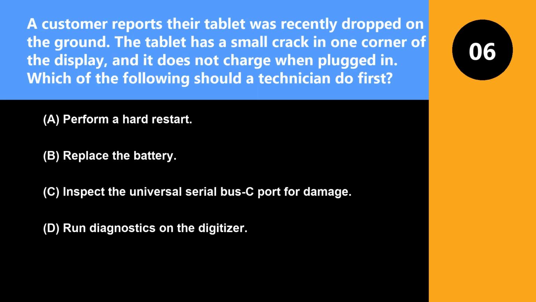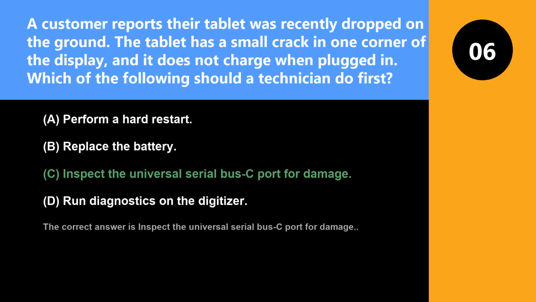Question 6. A customer reports their tablet was recently dropped on the ground. The tablet has a small crack in one corner of the display, and it does not charge when plugged in. Which of the following should a technician do first? Option A. Perform a hard restart. Option B. Replace the battery. Option C. Inspect the universal serial bus C port for damage. Option D. Run diagnostics on the digitizer. The correct answer is option C, inspect the universal serial bus C port for damage.